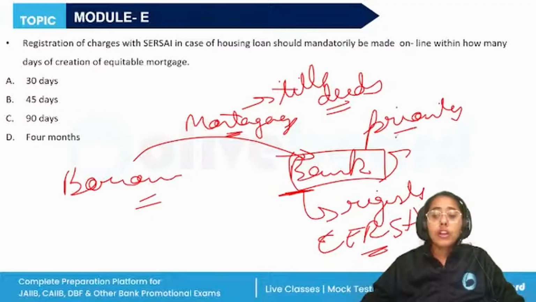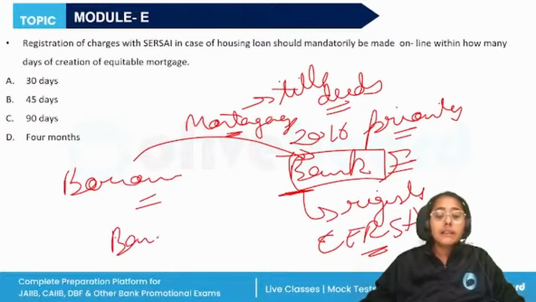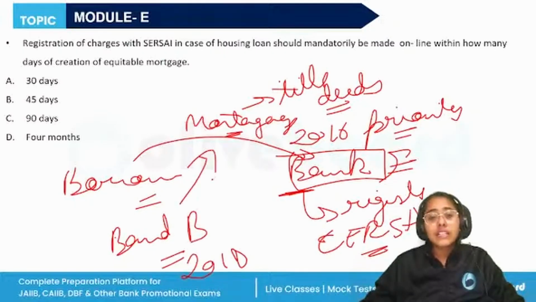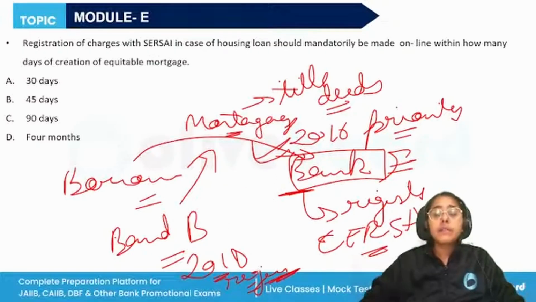And if they do not get it registered, even though the loan they sanctioned was, let's say, in 2016, later on Bank B also gave a loan in 2018 on the same property. So a second mortgage is created on the same property and they get it registered. So even though the loan was given first by Bank A, the priority will be given to Bank B because they have gotten the charge registered.